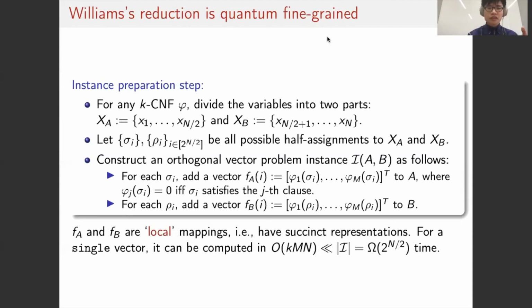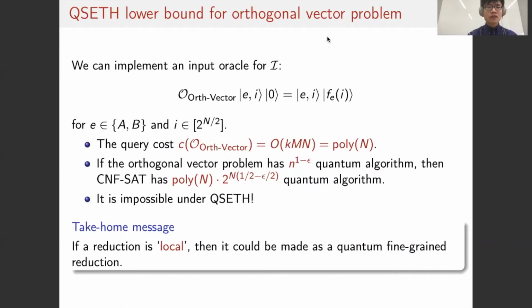Notice that the vector construction is very local. That is to say, each single vector can be computed in a very efficient way, and it has a very succinct representation. Therefore, we can just implement an input oracle for the orthogonal vector problem. For each query index (b, i), it returns the Boolean vector corresponding to this index. The query cost is just polynomial in n.